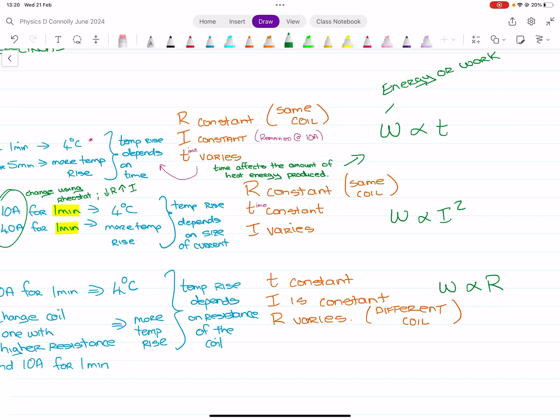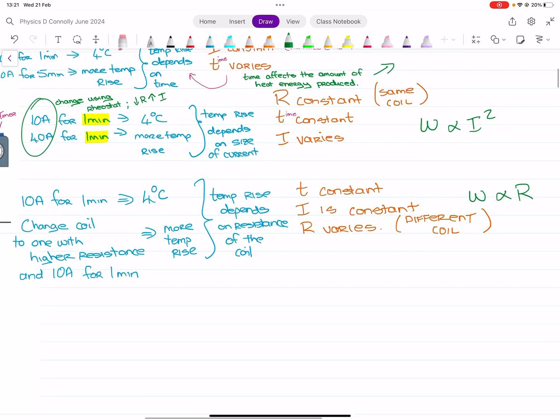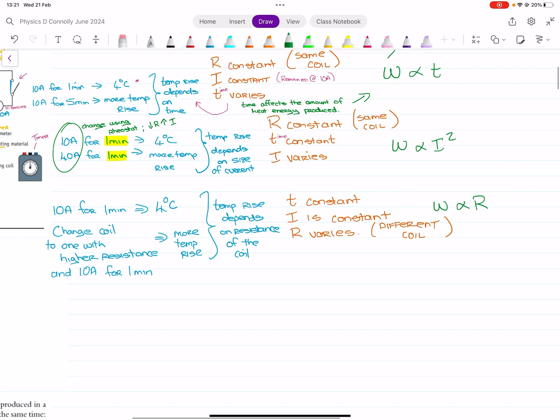You are going to do an experiment to investigate these relationships, but that's what they're supposed to turn out to be. Hopefully it works. So the heat energy produced is proportional to the time. The heat energy produced is proportional to the current squared. So changing the current has a really big impact on the heat energy produced, more so than the other two. And then it is proportional to the resistance. So if I do that thing, where you smush them together, W is proportional to T I squared R.